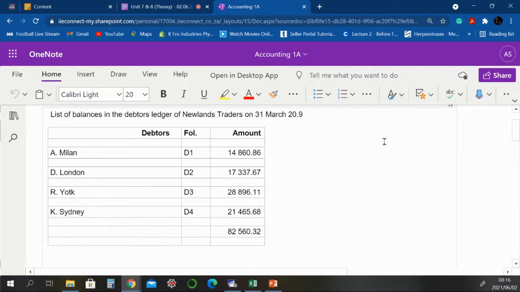So this is basically what you already have in your textbooks, right? It's just the list of balances for each debtor at 31 March 2009. Now, they asked us to do the debtors ledger for the end of April, right? So what is the purpose of these balances? Somebody tell me, why did they give us these balances? What are we going to use these balances for? Exactly. These are the opening balances for the month of April, for each of those individual debtors.